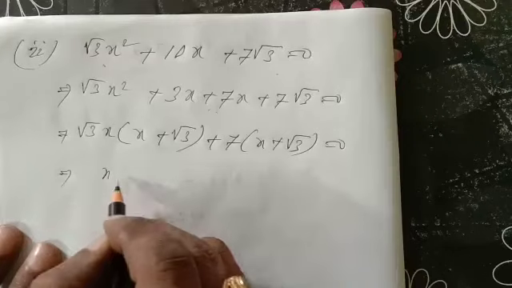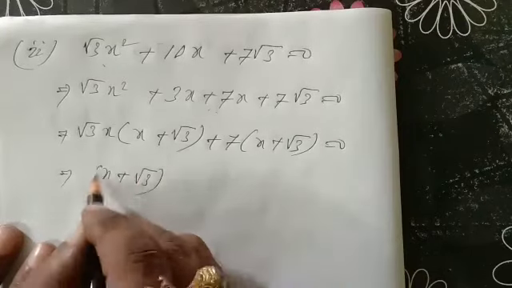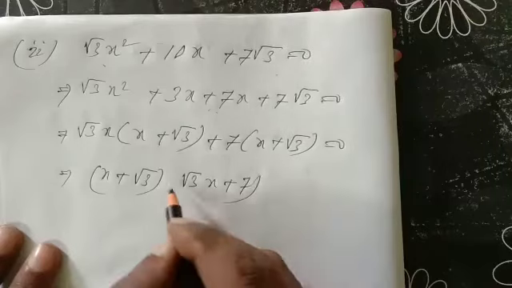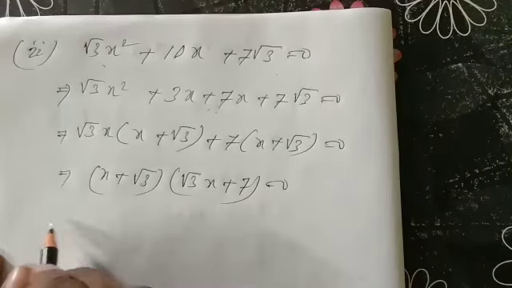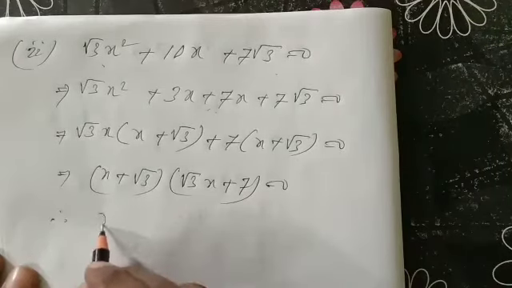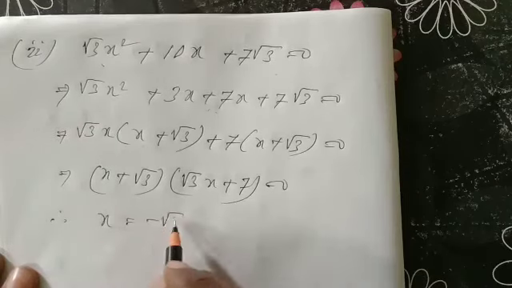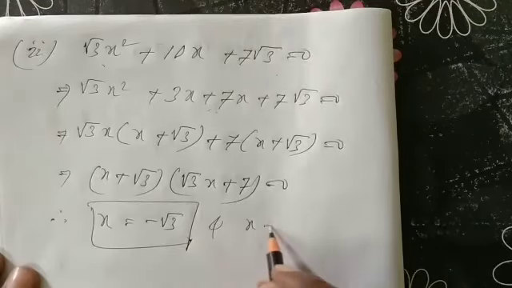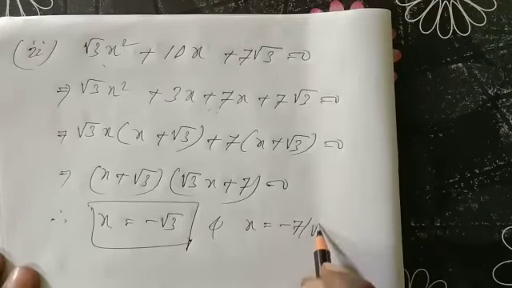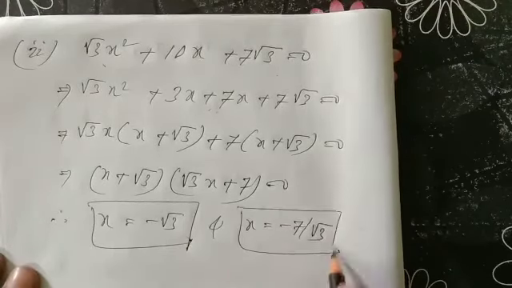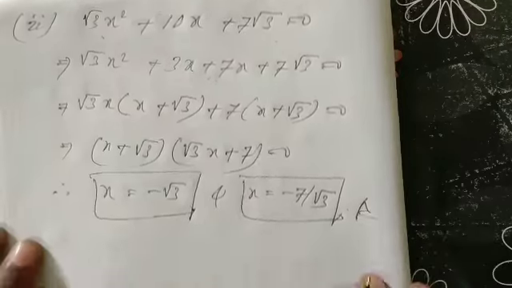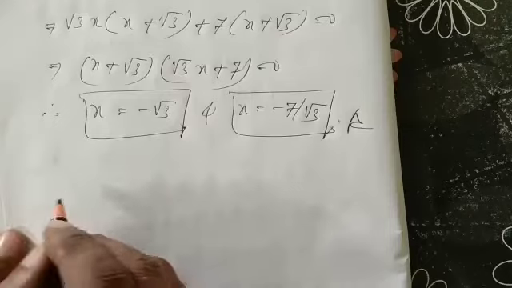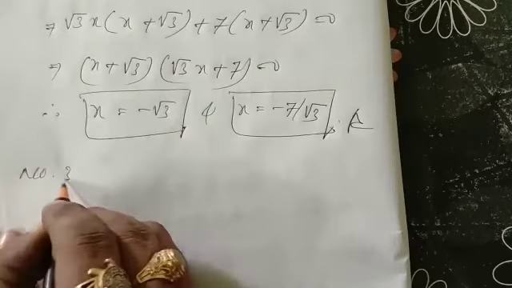Therefore, x plus root 3 taken outside, and here left root 3x plus 7 equal to 0. Therefore, from the first bracket, x is equal to how much? Minus root 3 you will get. And from the second bracket, x is equal to how much? Minus 7 by root 3. Okay. Number 2, first part, second part completed. There are 4 questions already completed. And number 3 question you see, question number 3.